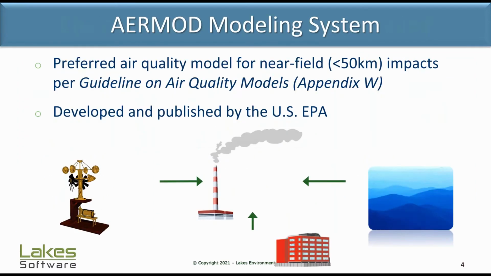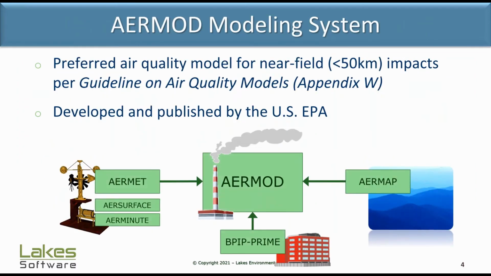But you're all here to hear about AERMOD, so let's get right to it. The AERMOD modeling system is the US EPA's preferred air quality model for near-field impacts within 50 kilometers from a release, designated as the preferred model by the Guideline on Air Quality Models, also referred to as Appendix W to the Code of Federal Regulations Part 51. The modeling system is developed and published by the US EPA's Air Quality Modeling Group.